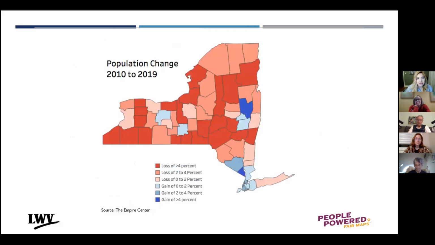And finally, population change from 2010 to 2019. The blue areas are the areas of the state that are gaining population, and the lighter red to dark red are the areas losing population, with the darkest red losing the most. And again, we're seeing that same thing. More suburban areas and more city or urban areas are gaining people, whereas the more rural areas of the state are losing people.